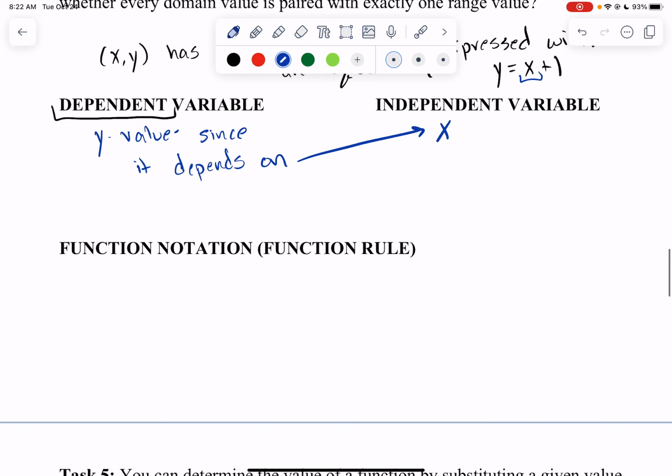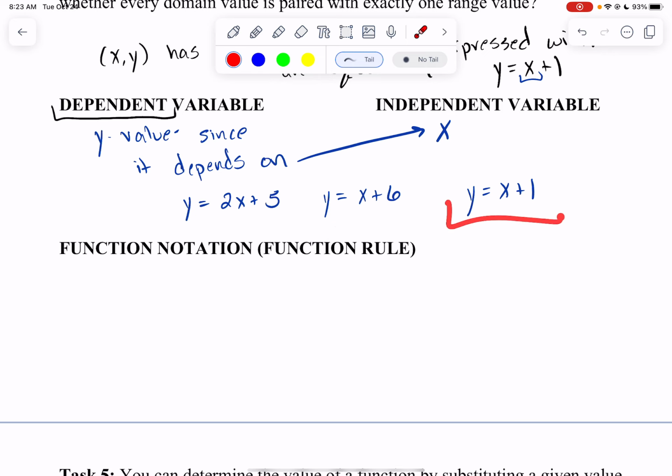So to help in identifying, if I had multiple equations, y equals 2x plus 5, y equals x plus 6, so forth and so on. I had my y equals x plus 1, and I asked you to put a 6 into that equation. Which one am I talking about? Do I want you to put a 6 into this one? Or this one? We don't really know. And that is why we have something called function notation.